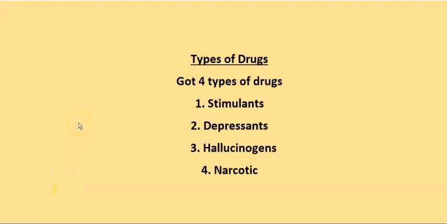There are four types of drugs: stimulants, depressants, hallucinogens, and narcotics. Okay, these are the four types of drugs. Now we'll see them one by one.